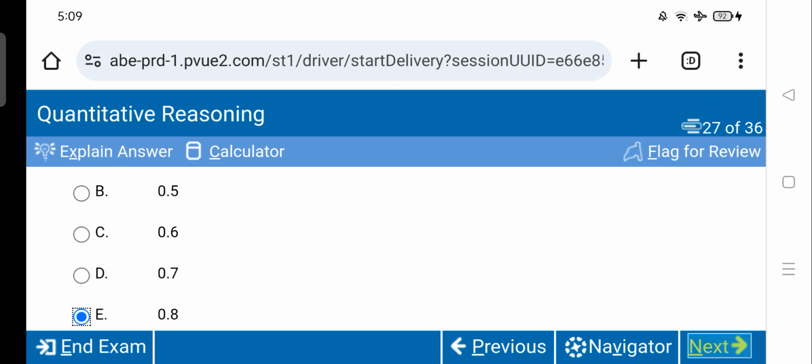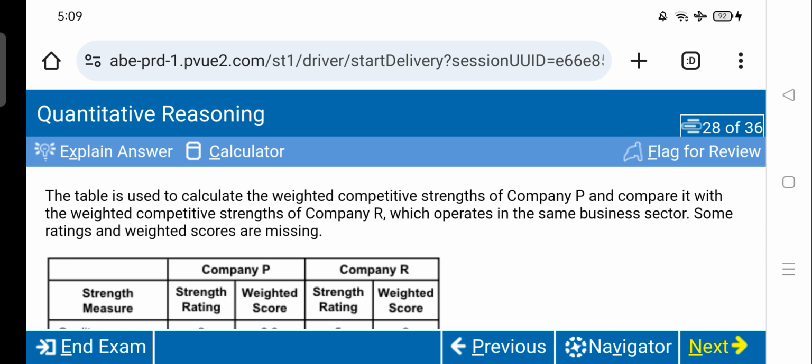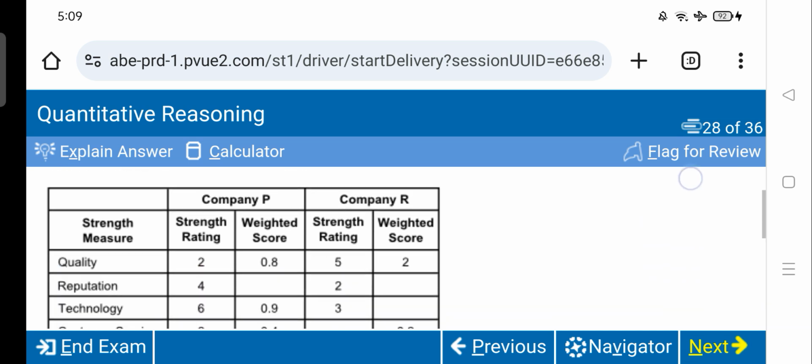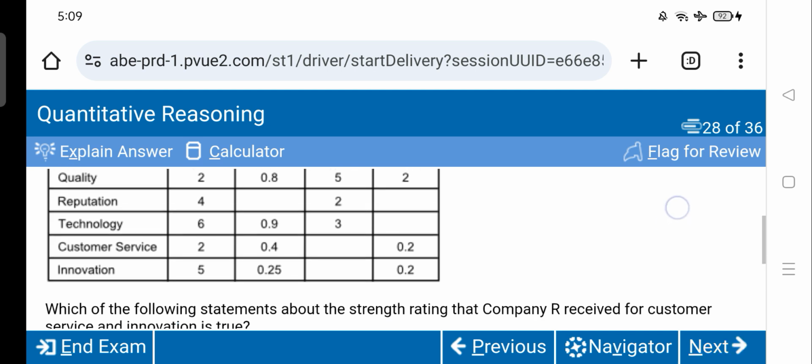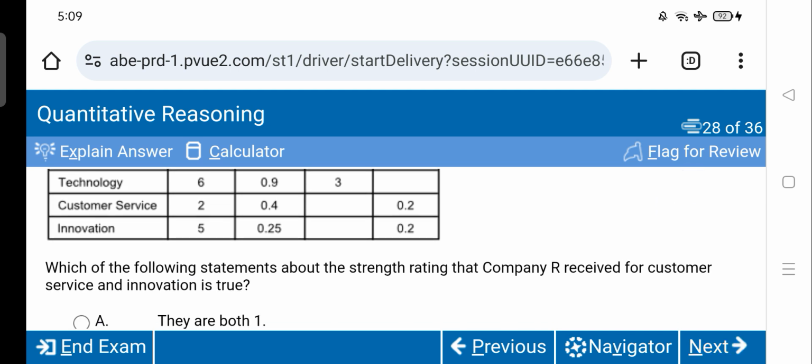So the next question we have is question number 28 with the same passage as you can see here and the same data table. The question is, which of the following statements about the strength rating that company R received for customer service and innovation is true?